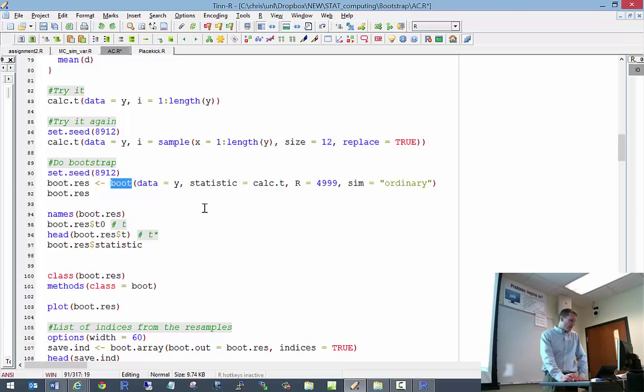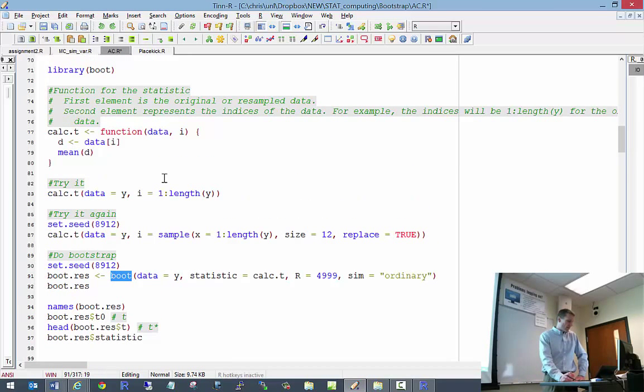Okay, so let's take a look at this calc.t function. What boot does is it passes at least 2 sets of information into the function that you specify with the statistic argument. And ordering does matter. The first argument that's always passed is the actual data that was in the data argument for boot. You don't have to use the word data, but it seems to make sense to use the word data because it's my data. So that's why I use the word data there. That's always the first argument that R passes into this function. The second argument corresponds to your indices.